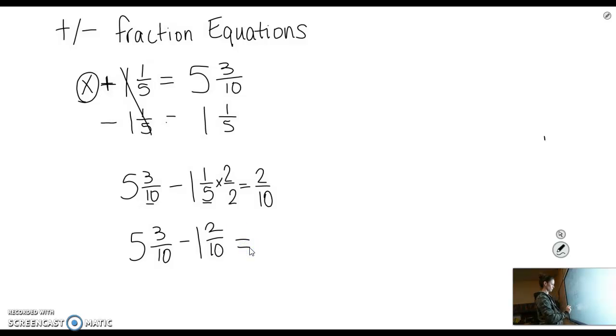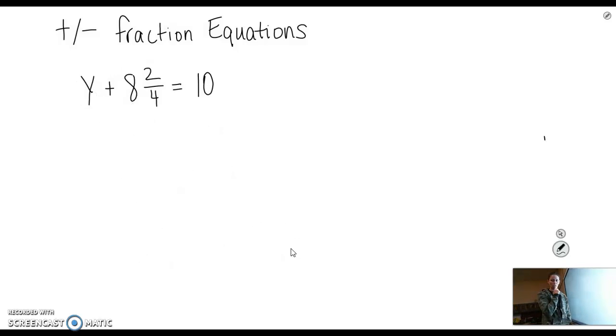Which equals 5 minus 1 would be 4. 3 minus 2 would be 1 tenth. Okay, this is going to be the last example for this video. We're solving for y. We have y plus 8 and 2/4 equals 10. To isolate the y, I'm going to do the opposite or inverse operation of addition, which is subtraction.